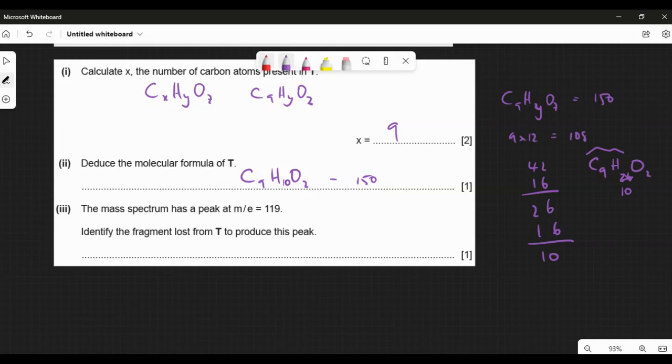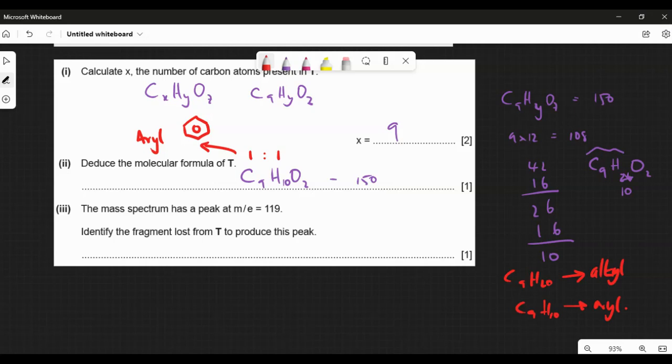Interestingly, the ratio between the carbon and the hydrogen is about 1:1, which suggests there's an aryl group. In other words, there's a benzene ring. If it's about double, if you get something like C9H20, it would suggest an alkyl. But if it's C9H10, that suggests an aryl. So there's a benzene ring in this thing.